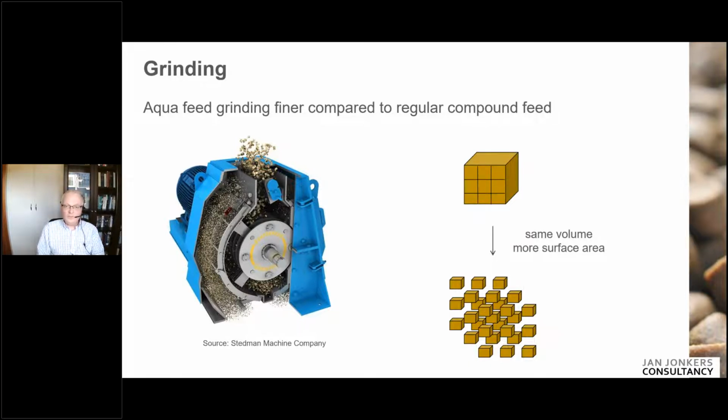It also gives a big benefit for the process. If you look at the right side of this slide, you see that if we grind the product finer with the same volume, we have much more surface area. So it means it's easier to process these particles. It's easier to cook them, to gelatinize the starch. It makes things much easier. So grinding is something we can control, and it has a direct impact on the feed quality.